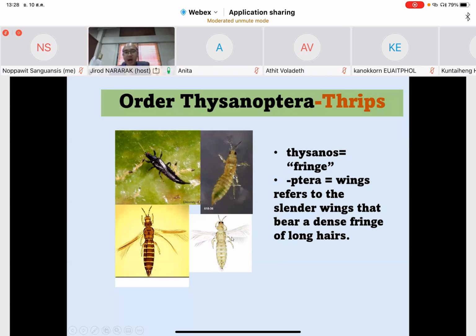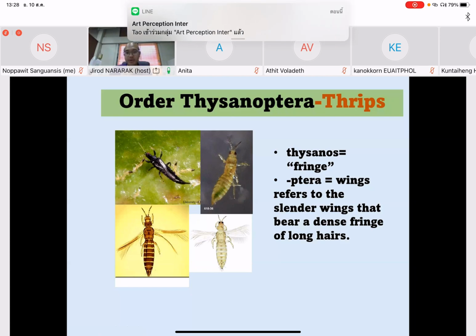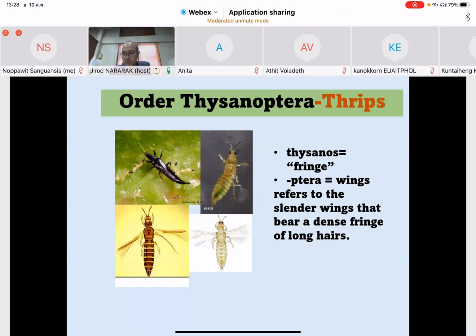So this is also an important group in insect agriculture. Some species also are predators, but mostly they are pests of plants.